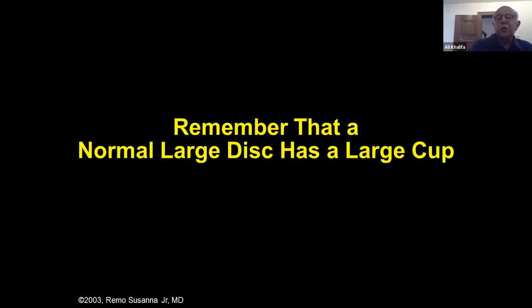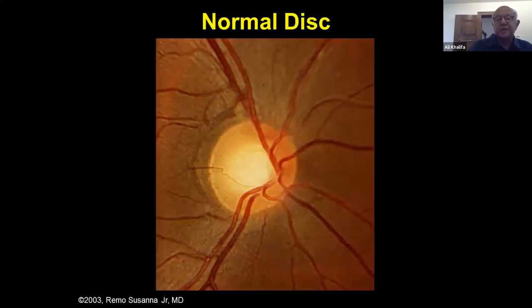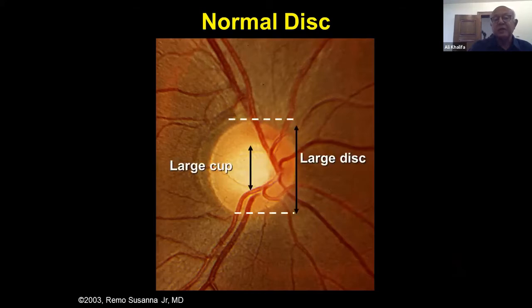Remember that a normal large disc has a large cup. Here we have a large cup. This is a large disc and a large cup, but this is normal because the cup equals the pallor. And also the ISNT rule is obeyed. The inferior is the biggest, then the superior, then nasal, then the temporal.